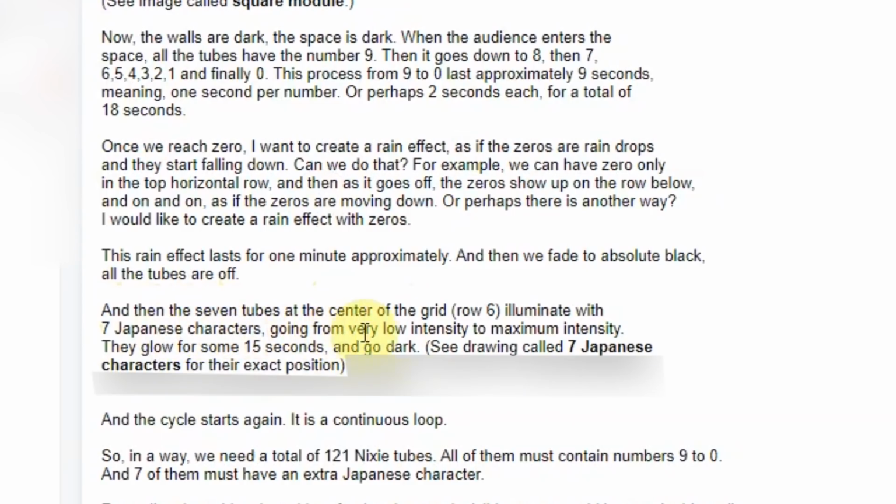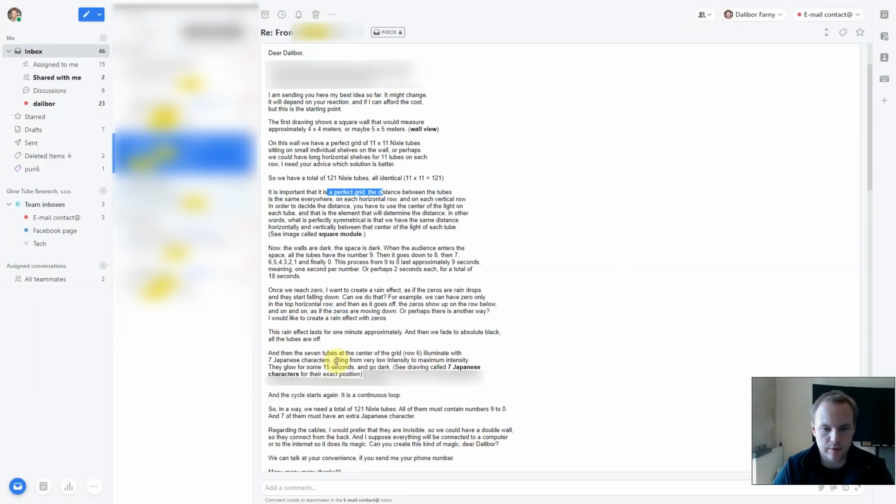And then the 7 tubes at the center of the grid, row 6, illuminate with 7 Japanese characters, going from very low intensity to maximum intensity. This is very important. Going from very low intensity to maximum intensity for 15 seconds. This is very, very slow. So our crossfading or fading algorithm must be very smooth, so that it's not like flickering, or you can't distinguish between the individual brightness levels.